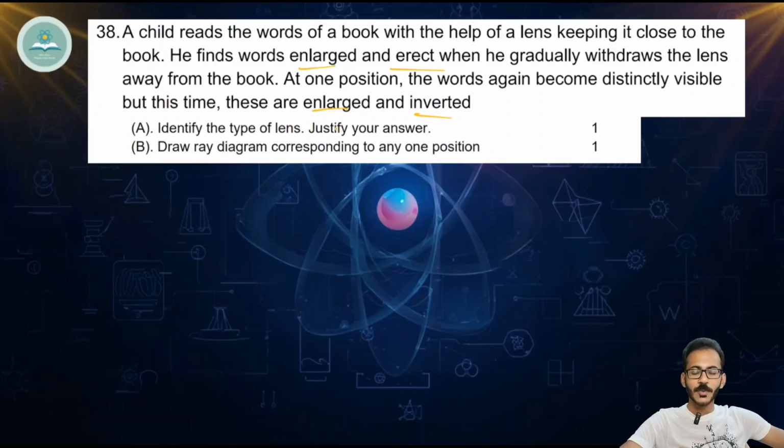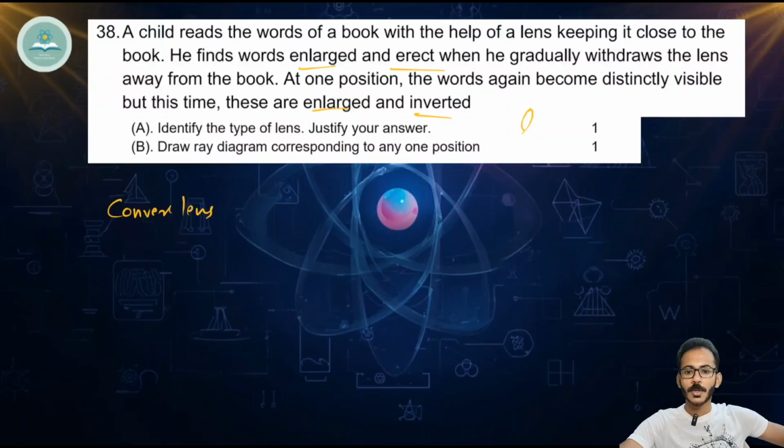We know there are only two types of lens. First one is concave lens, then convex lens. In the case of concave lens, always only a single kind of image will be formed, which is similar to convex mirror. That is virtual, erect and diminished. But in the case of convex lens, we'll have real image, virtual image and images of all different sizes. So here, since the child is getting two different types of images, the lens should be a convex lens. So the type of lens is convex lens.